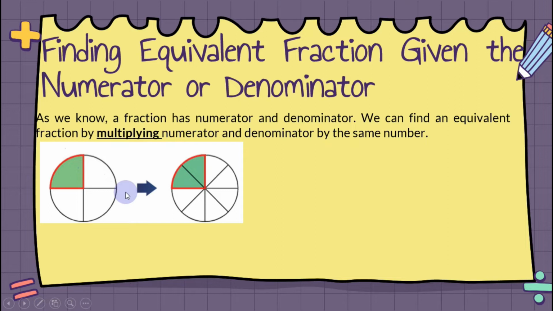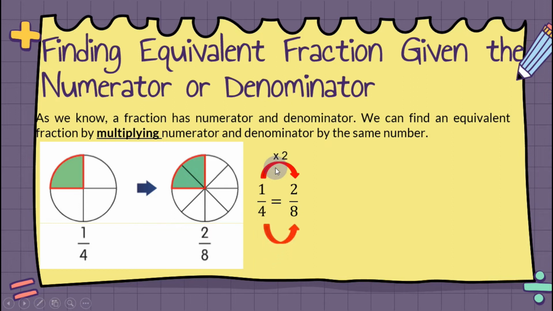Here's the fraction: 1/4. This is 2/8. 1/4 and 2/8 are equivalent. 1 times 2 equals 2. 4 times 2 equals 8. Numerator and denominator are multiplied by the same number.